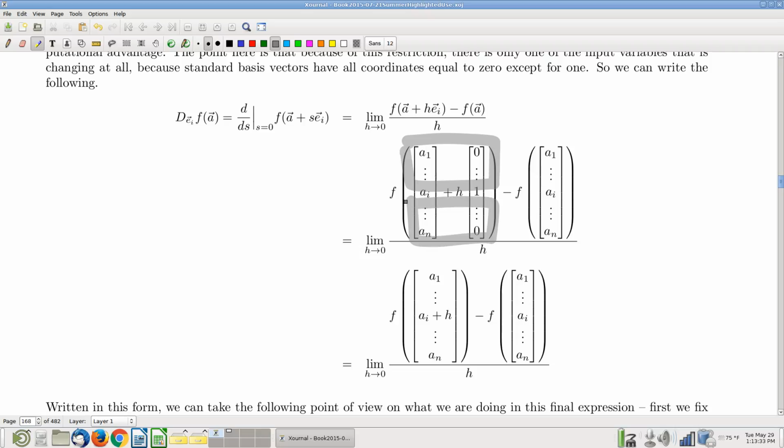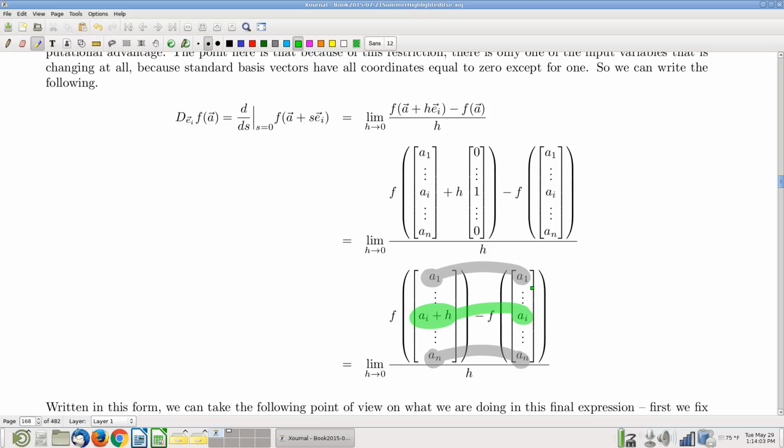Like what's happening to A1? Well, we're adding h times 0. In other words, we're adding 0, so we're not changing it at all. Likewise, A2 is not changing. A3 is not changing. The vast majority of these variables are not changing at all. There's really only one variable that's changing, and that is the ith variable. It's changing by an amount h. All the other variables are fixed.